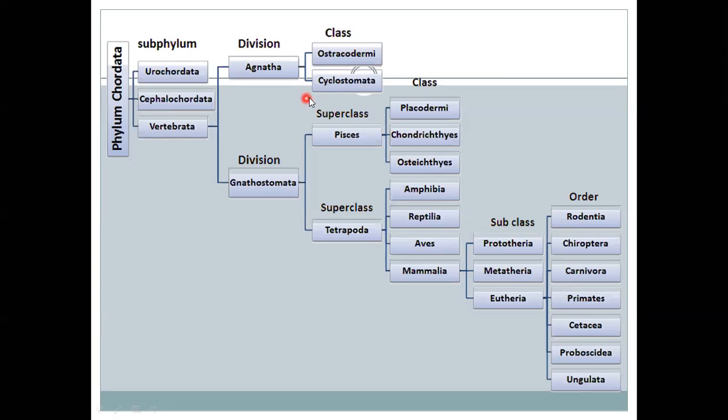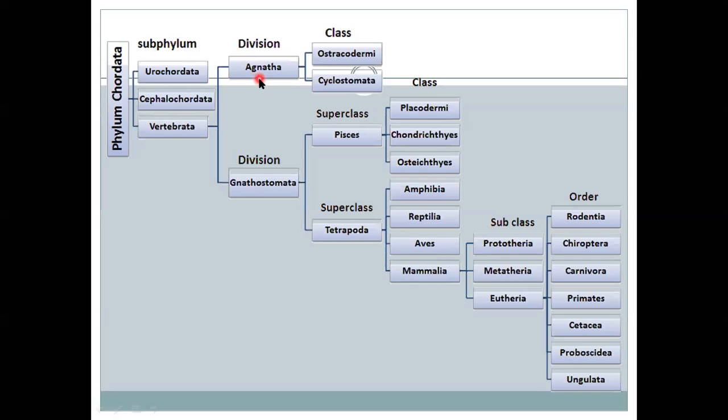So coming to this Vertebrata again, the subphylum Vertebrata is divided into two divisions. One is Agnatha and another division is Gnathostomata. So Vertebrata is the subphylum, and Agnatha and Gnathostomata are the divisions. The basis for this classification of vertebrates into Agnatha and Gnathostomata is the presence of jaws.